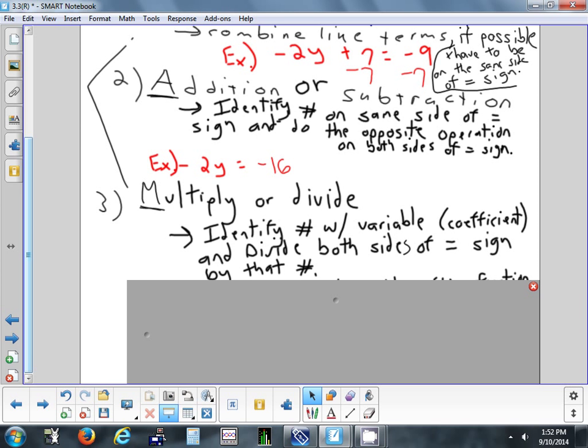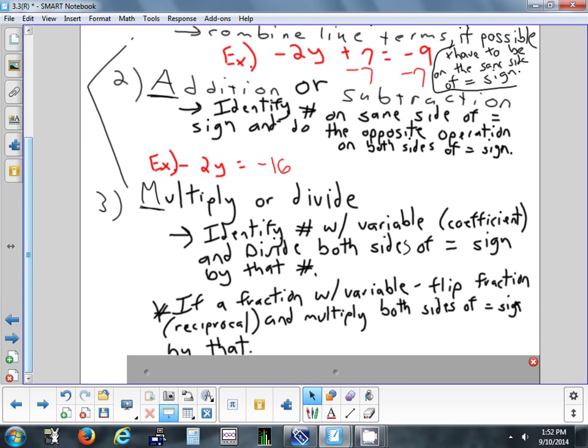You may get another situation. All right? If a fraction is with the variable, we have to flip the fraction, which we call the reciprocal, and multiply both sides of the equal sign by that. So in that last step, most of the time it's going to be division, but sometimes you might get a fraction where you have to multiply. All right? Sometimes it's going to be a fraction.